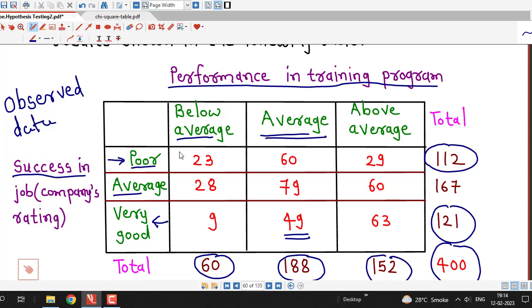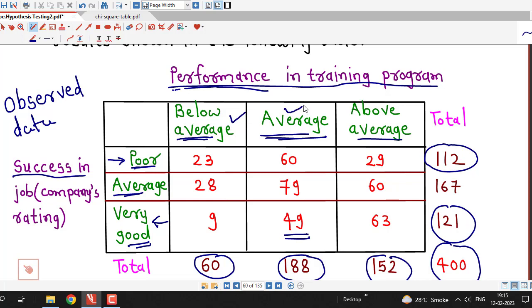You will have this type of contingency table in which you have two variables: performance in training program and success in job. Performance in training program is one variable, success in job is another variable, and these are the three categories for performance in training program, and these are the three categories for success in job for that particular employee.